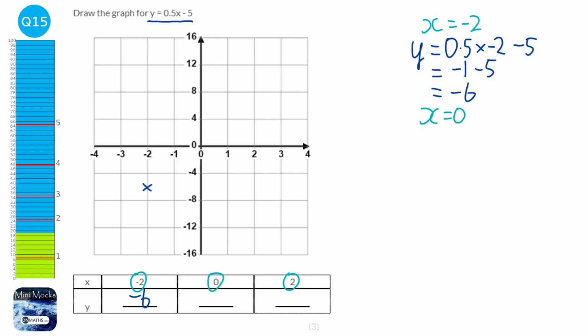Continuing on with x equals 0, so it's going to be y equals 0.5 times 0, which is just going to be 0, take away 5. So it's just 0, take away 5, which is just -5.